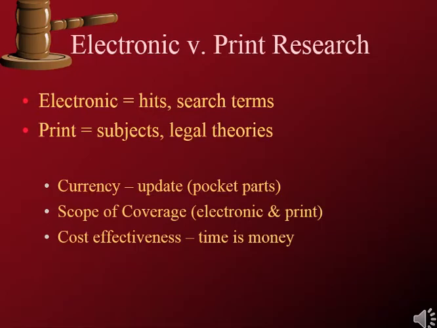You also want to know about the scope of coverage. Some electronic databases only go back to a certain point in time. For example, FindLaw at one point only looked at federal district court cases back to 1996. And if the best case that you can find is older than that, you may not find it on that database. So always know the scope of the coverage. This goes for your electronic sources and your print sources. Finally, you really need to think about cost effectiveness. Time is money. And as attorneys, your time is going to be very valuable.